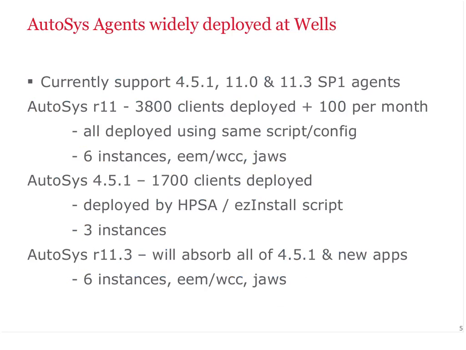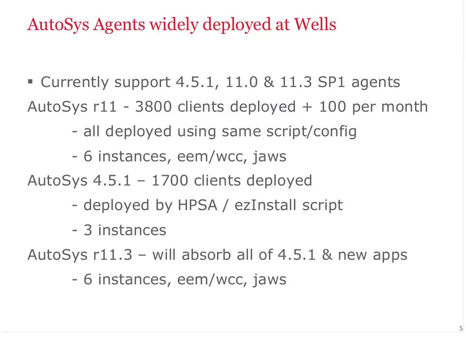This speaks to the scale. We currently support 4.5.1, 11.0, 11.3 in production. 11.0, 3,800 clients deployed with 100 additional per month. And we know there's 100 additional per month because every time a client is deployed, we have it report back to the server that it's been installed. So at the time it's installed, in the case of 11.0, it just does a send event comment back to the server, which we scrape and generate a report of what's being deployed where.